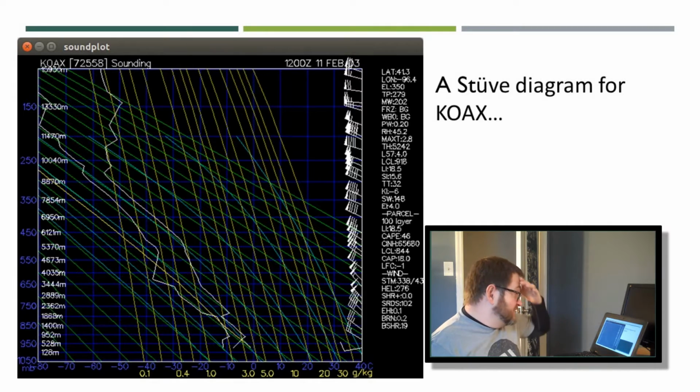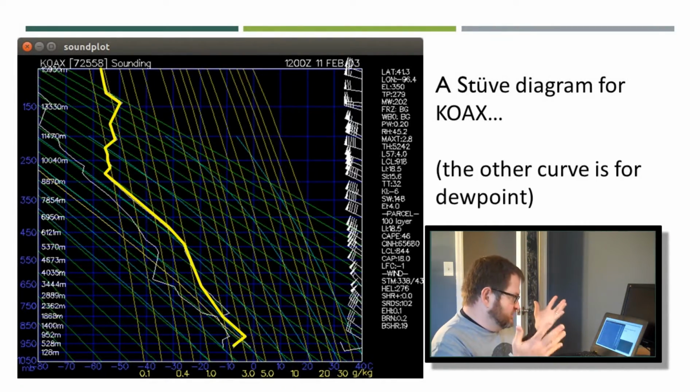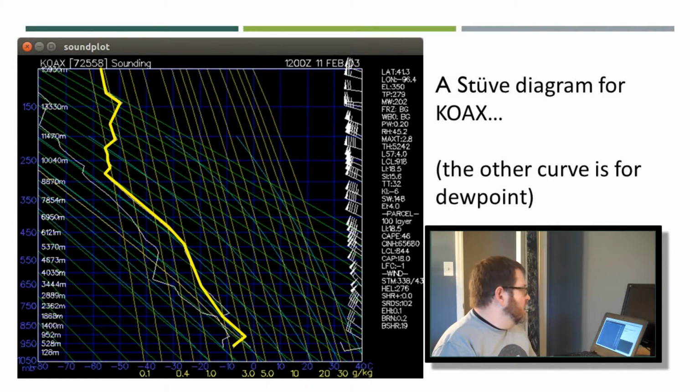In this case, it's the component of WXP software that's called SoundPlot that plots soundings. I could plot the sounding that comes in from a given weather station, in this case KOAX or Valley, Nebraska, on here. There's a lot going on in this particular Stuve diagram, so let me just highlight. With orange there, I've roughly highlighted the temperature information that the radiosonde observed.